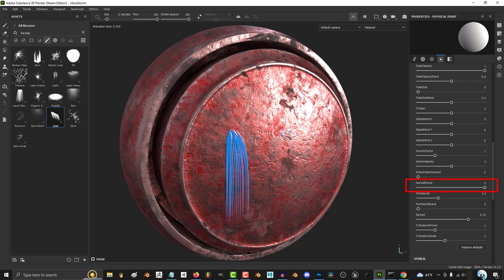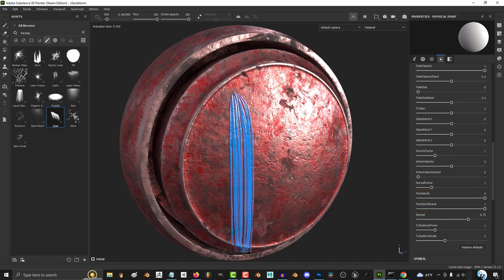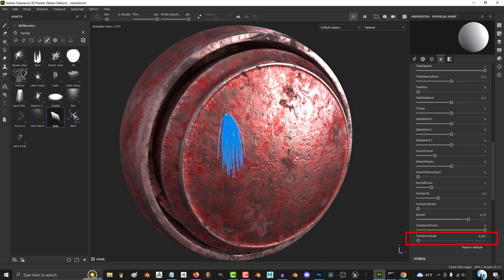Again, I really don't use the normal factor. The higher the particle life, the longer each particle will last, and the higher particle life random, the more each particle will die at different times. The bigger the spread, the more sporadic the direction each line becomes. The more turbulence power you have, the less straight the lines become. And the more turbulence scale, the more the lines start to wave back and forth.